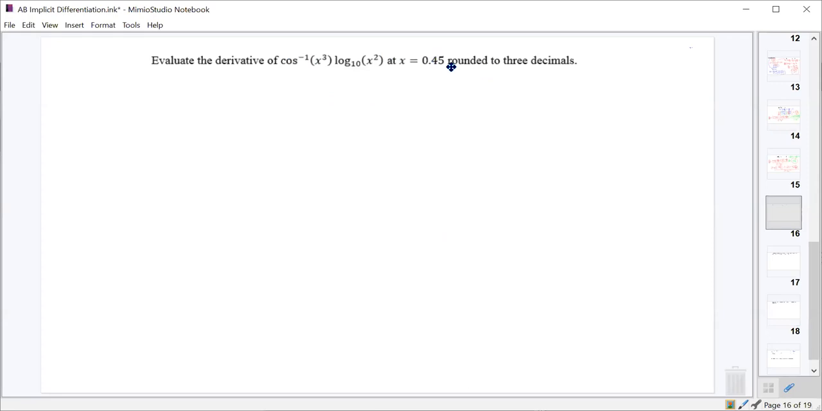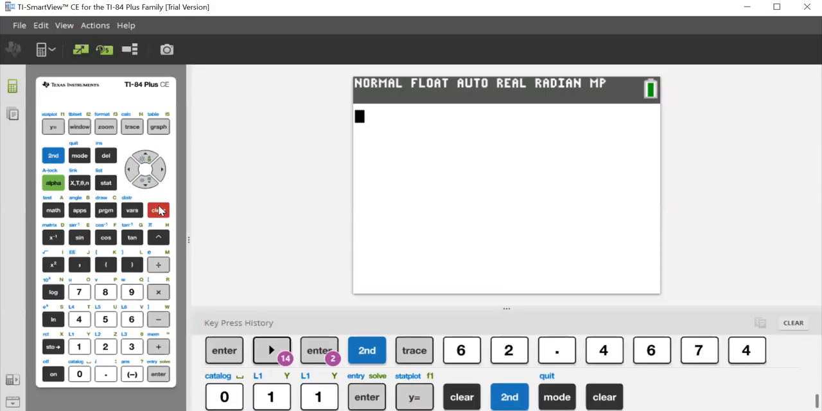But if we just want to know what the derivative is at 0.45, there's two different ways to do that using your graphing calculator. They've got a little free trial version of the TI-84 Plus online. Hopefully you can now see it here. Can you now see it here? Yep. Spectacular. All right.